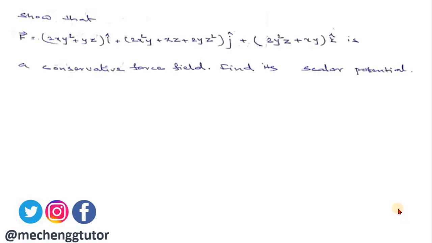The next problem is, show that F bar is equal to (2xy² + yz) i + (2x²y + xz + 2yz²) j + (2y²z + xy) k is a conservative force field. Find its scalar potential.